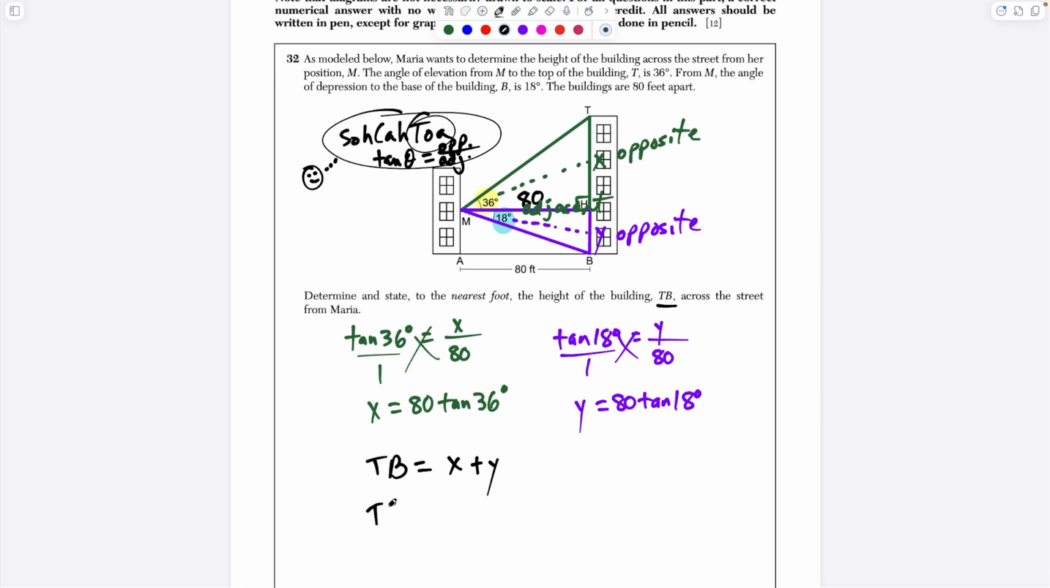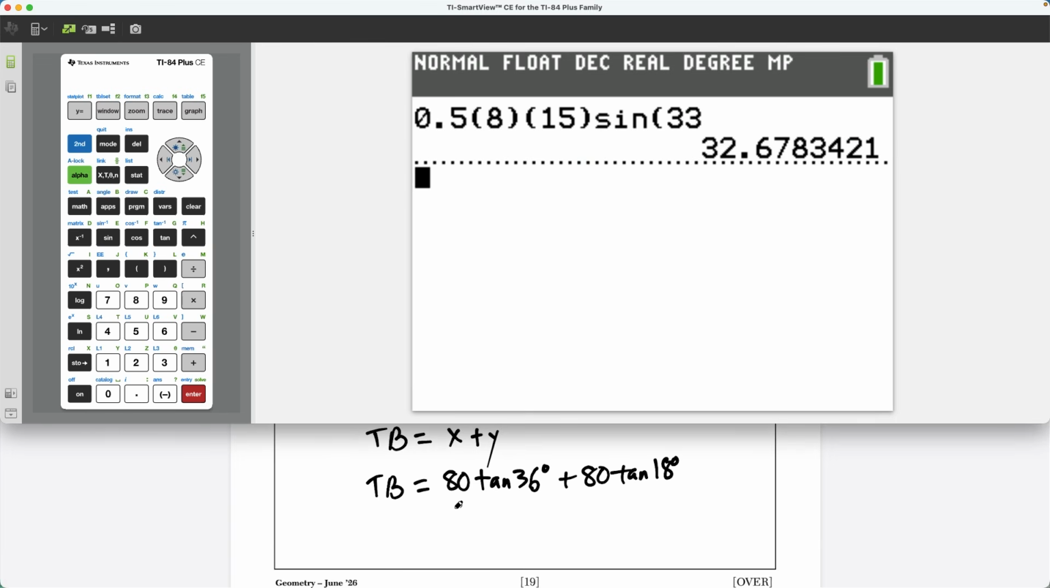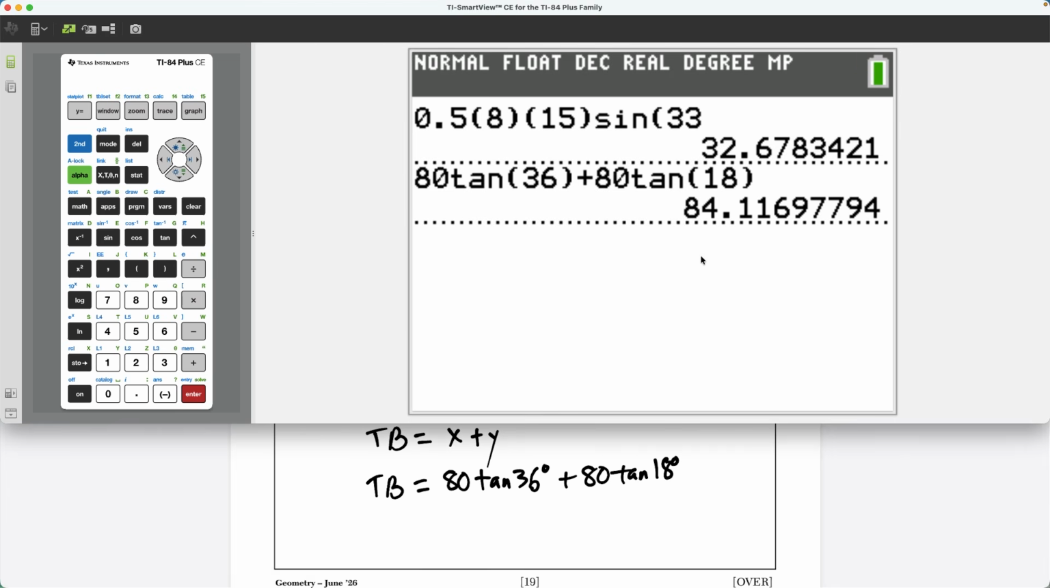So I'm going to say TB is equal to X, which is 80 times tangent of 36 degrees, plus Y, which is 80 times tangent of 18 degrees. And now we just type this in. We could do this all in one shot. We could write 80 times tangent of 36 degrees. Make sure you close the parentheses. Plus 80 times tangent of 18 degrees. And we press enter. We're rounding to the nearest foot.